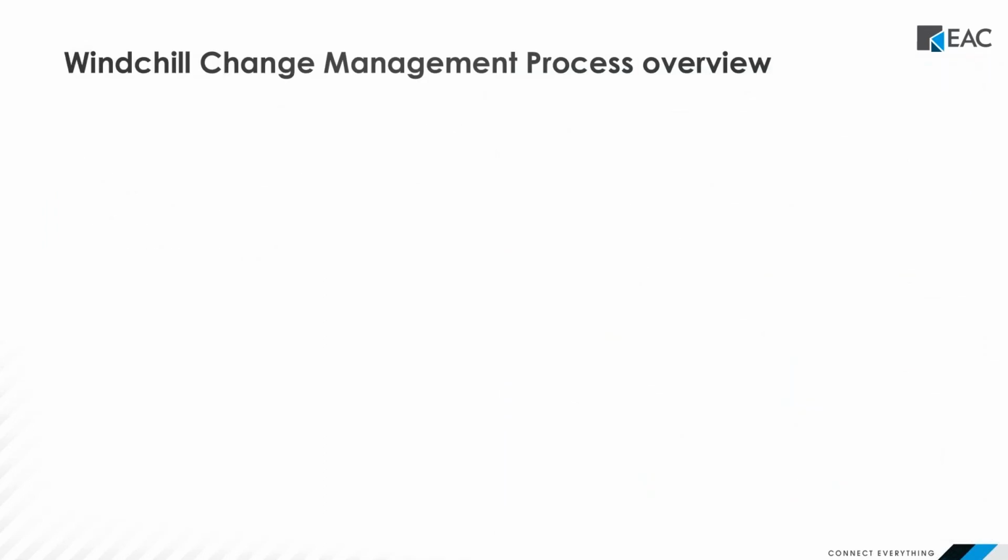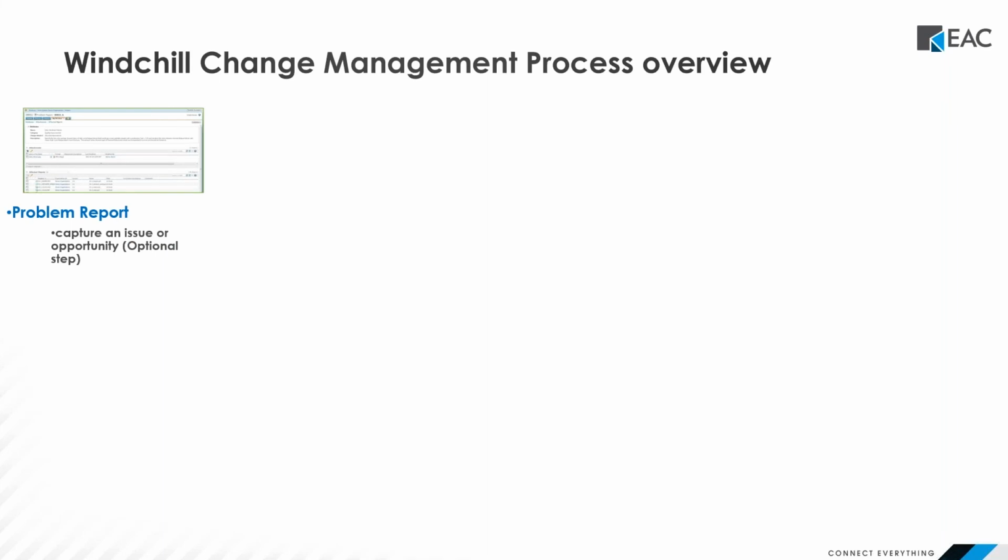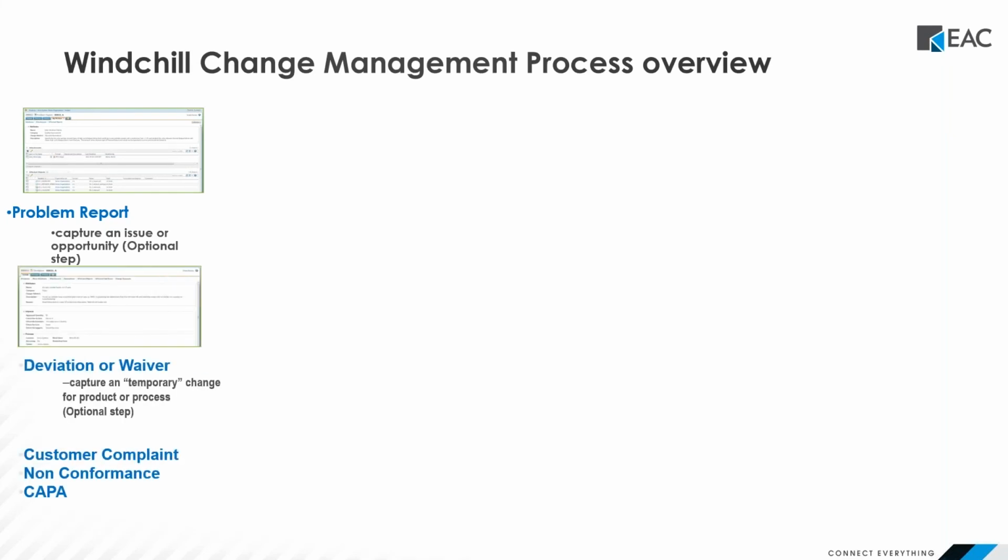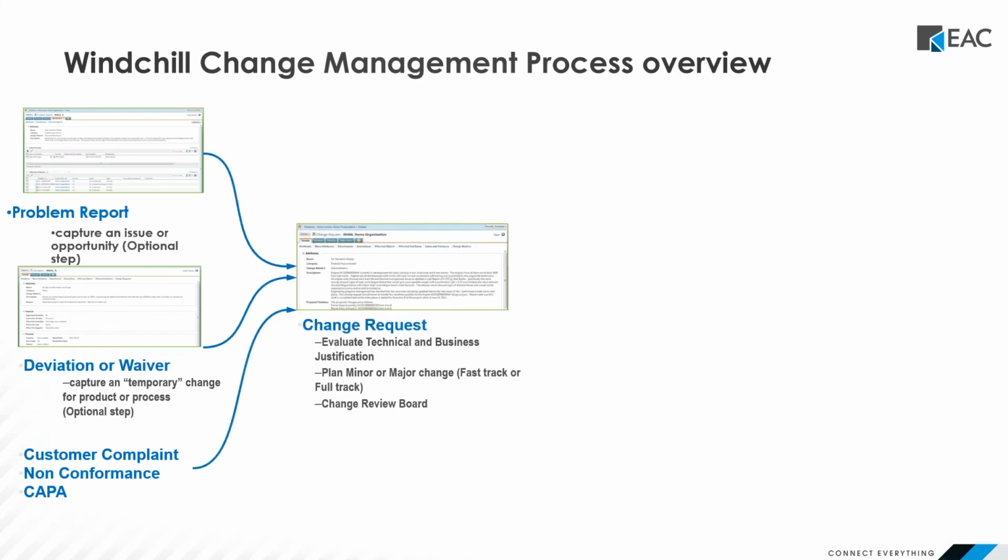All right, so this slide goes through kind of an overview of the change management process in Windchill. So first we start with what is driving the change. So this could be a problem report. This could be a deviation or waiver, customer complaint, nonconformance, so on and so forth. From this change driver, we then create a change request. And this is where we evaluate the technical and business justification. We plan the change. Is it a minor, major change? Should we fast track it or full track it? And create the change review board.